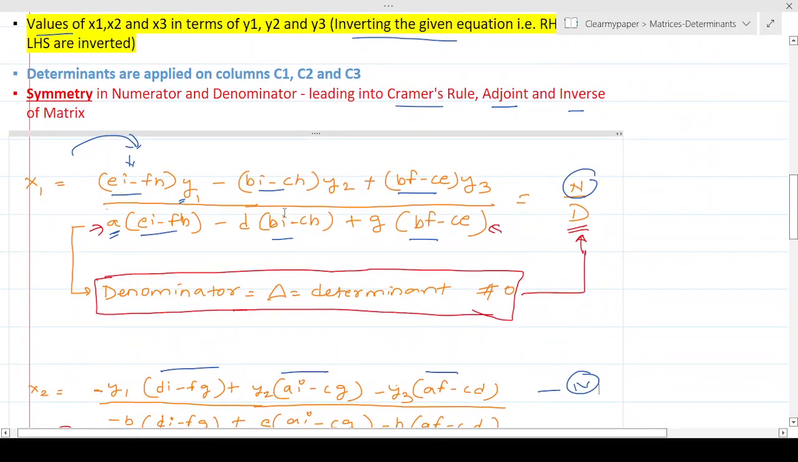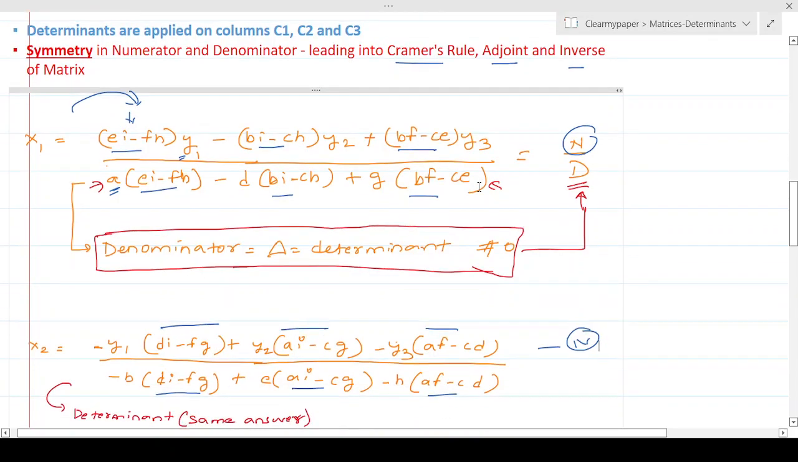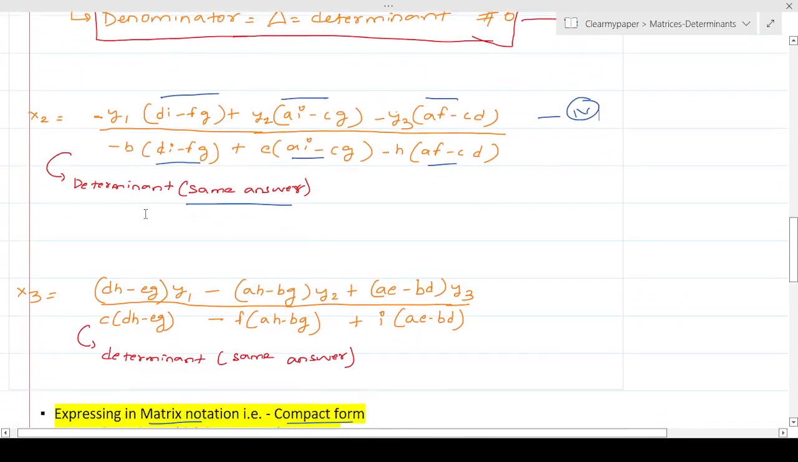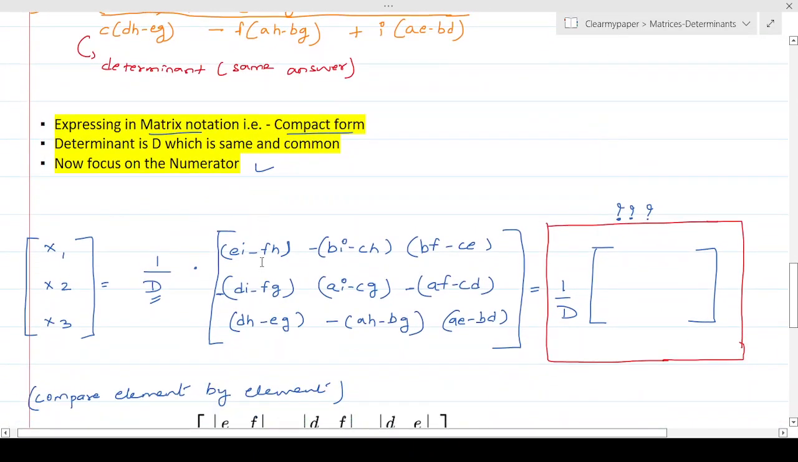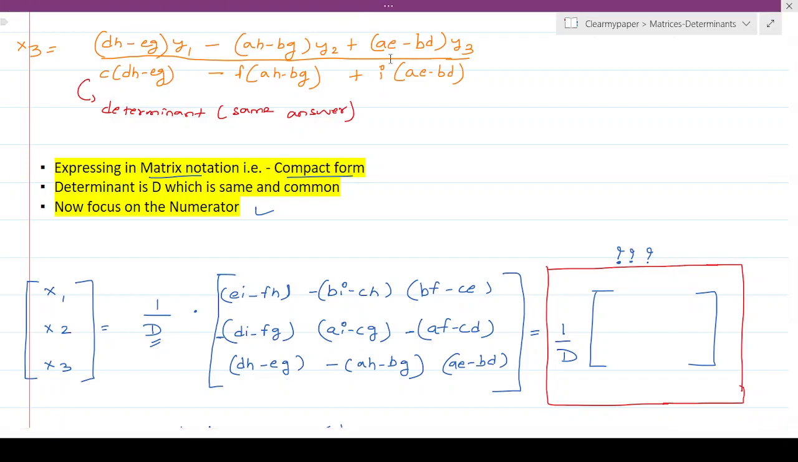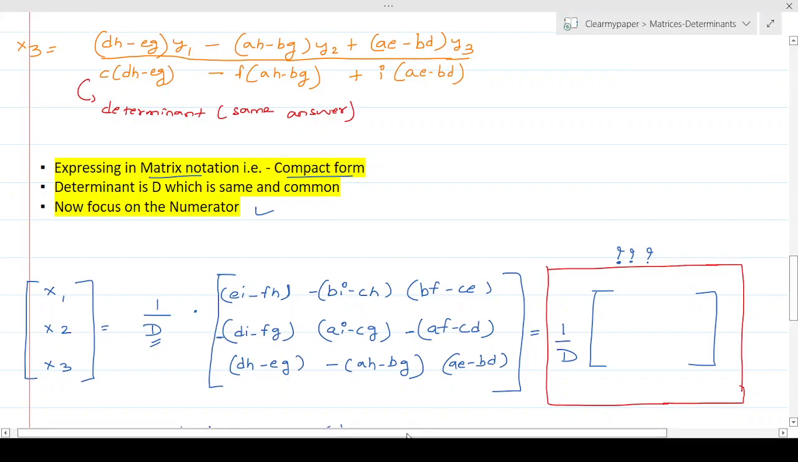Similarly, we are going to remove the y1, y2, y3, and we're just going to write a coefficient matrix of the numerator for each of these equations, x1, x2, x3, which is what we get here. If you see the x3 numerator here, we have got dh minus eg. I'm going to get dh minus eg as a third row. Then we have minus ah minus bg, and then plus ae minus bd. So what I've done in essence here is all the numerators coming together as coefficients. I've written that because that's what matrix notation is all about, expressing that in compact format.